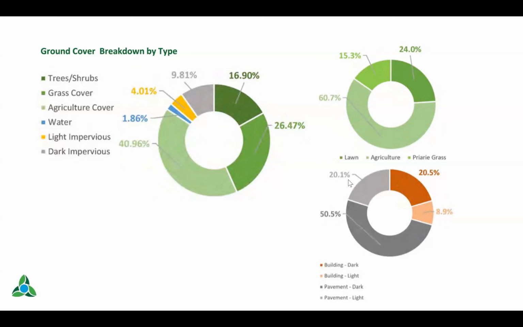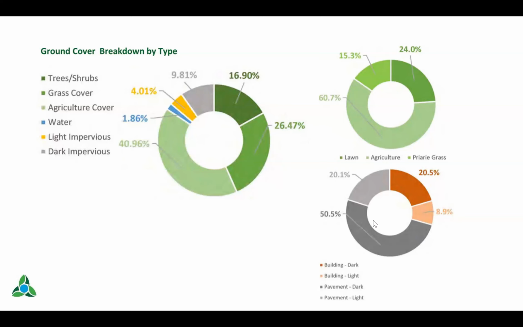Within our impervious surfaces, we've got about 50% of it, which is dark pavement. So think roads, parking lots, very prominently. About 20% is light pavement, so think concrete roads or parking. About 20% of it is dark buildings, so again, think asphalt roofs, or about 10% of it is light buildings, so again, think white roof.